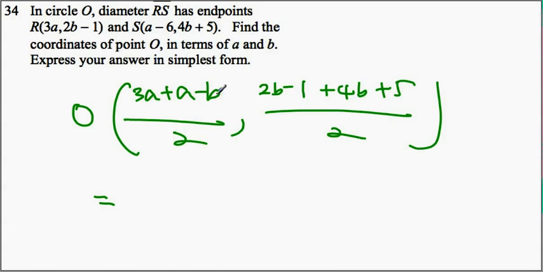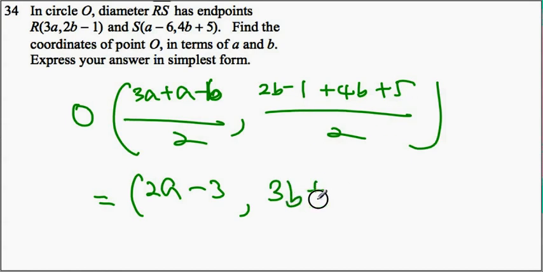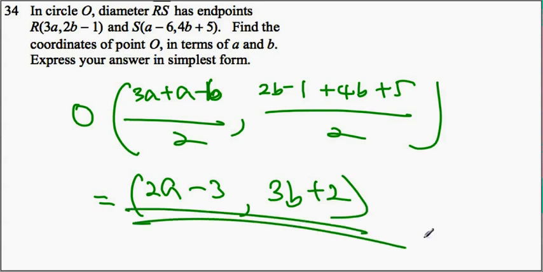Oh, my bad, this is 6. And here 4a becomes 2a, and then we have minus 3. Here we end up getting 6b divided by 2 becomes 3b, and then negative 1 plus 5 becomes 4, divided by 2 becomes plus 2. That becomes our center O.